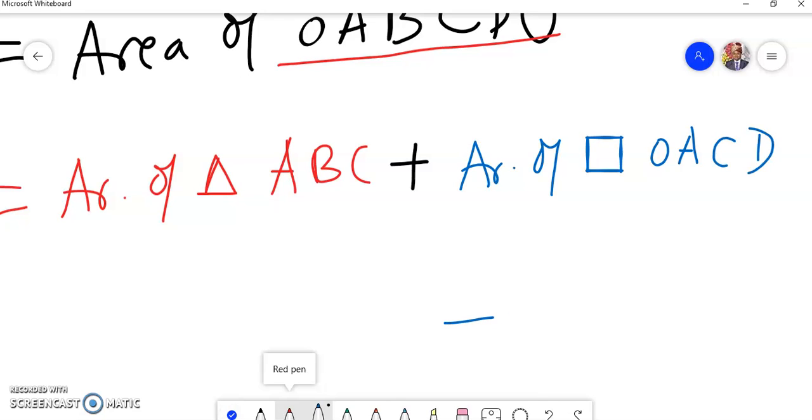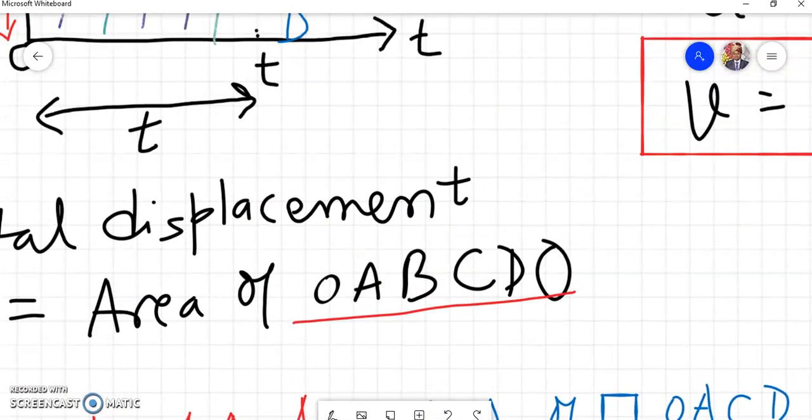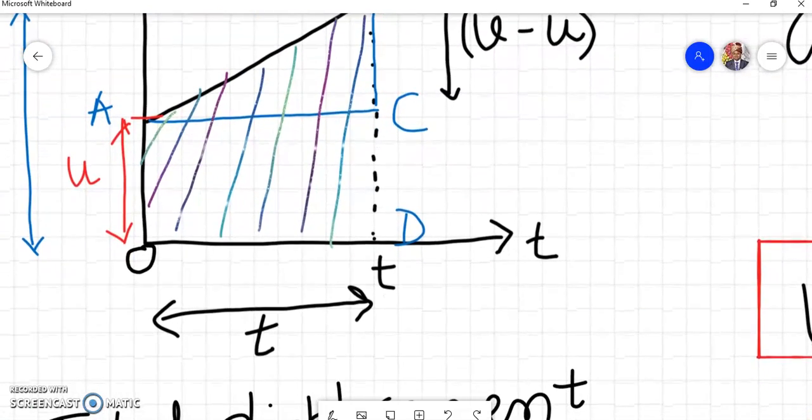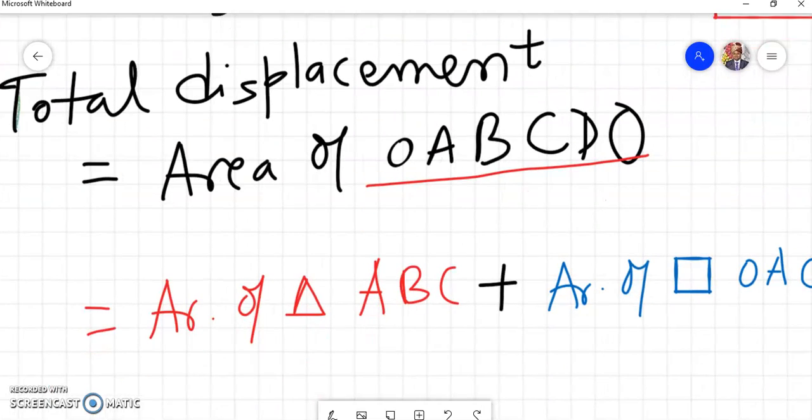You can see this. Let us see here. Is it right or not? Because the figure is not before me. Yes, it is right. Area of triangle ABC and area of rectangle OACD.